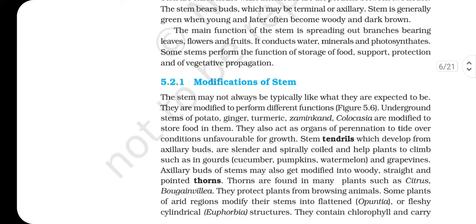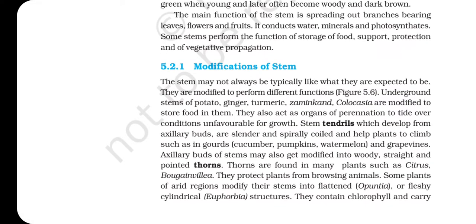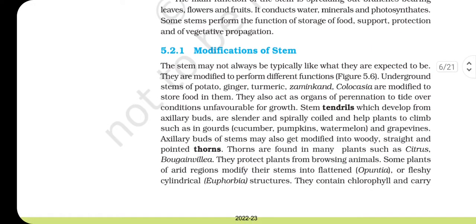Modification of stem. The stem may not always be typical like what they are expected to be. They are modified to perform different functions. Underground stems of potato, ginger, turmeric, zamikand, colocasia are modified to store food in them. They also act as organs of perennation to tide over conditions unfavorable for growth.